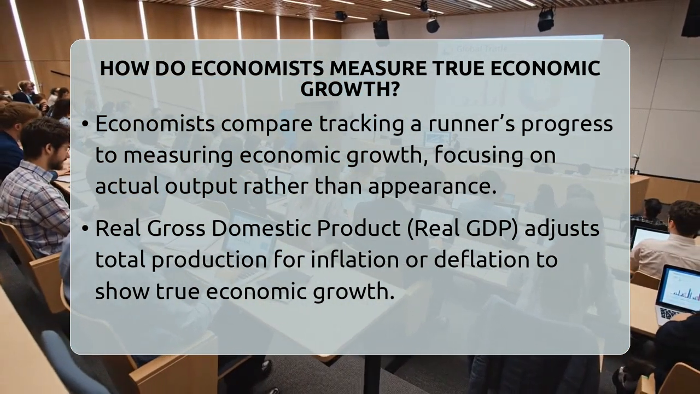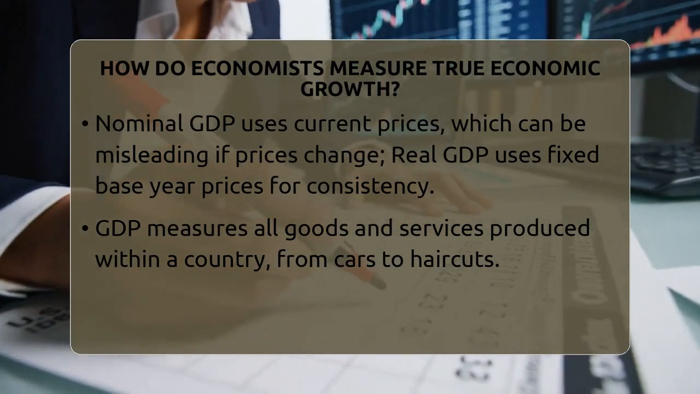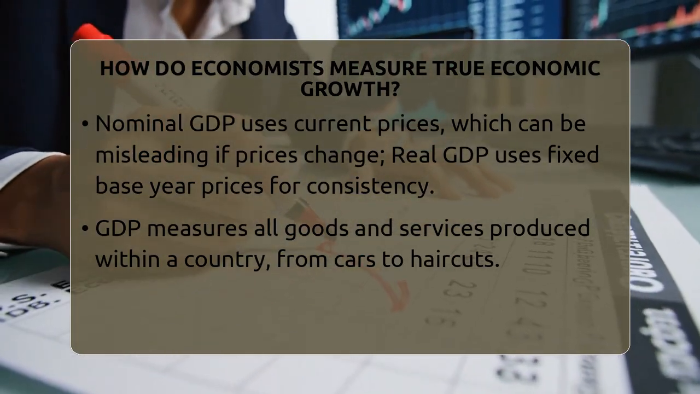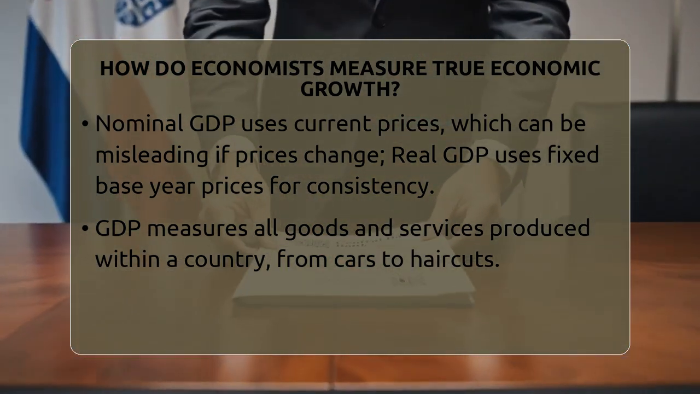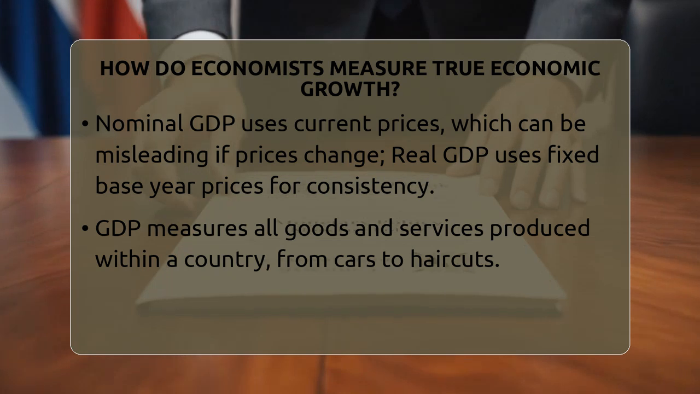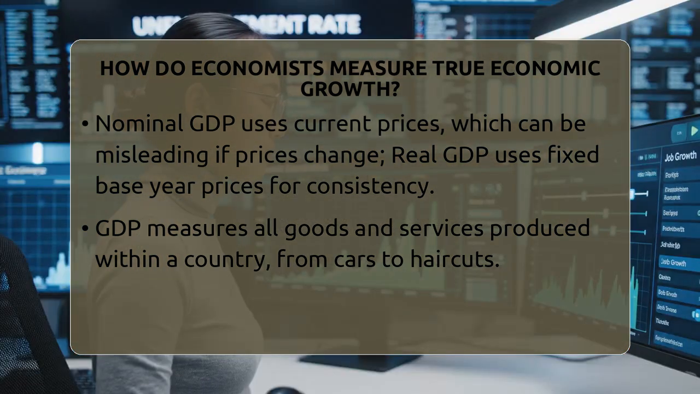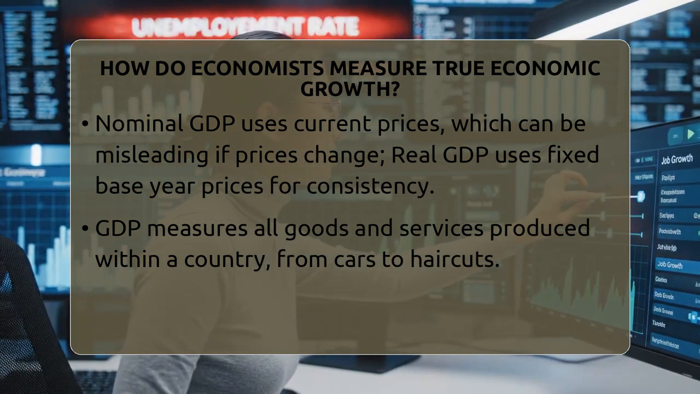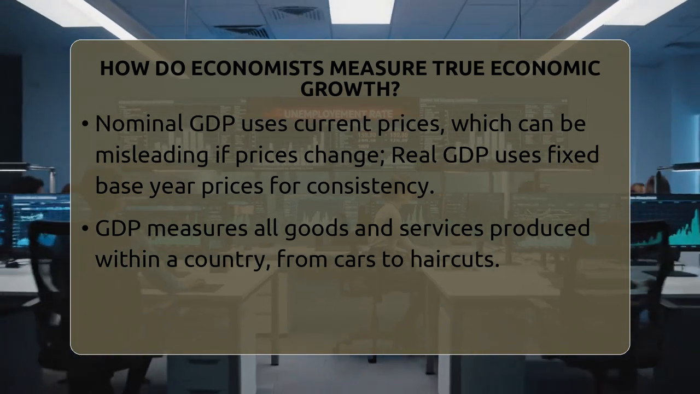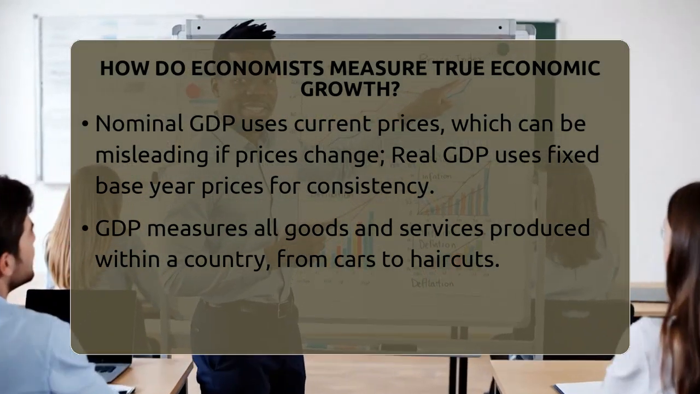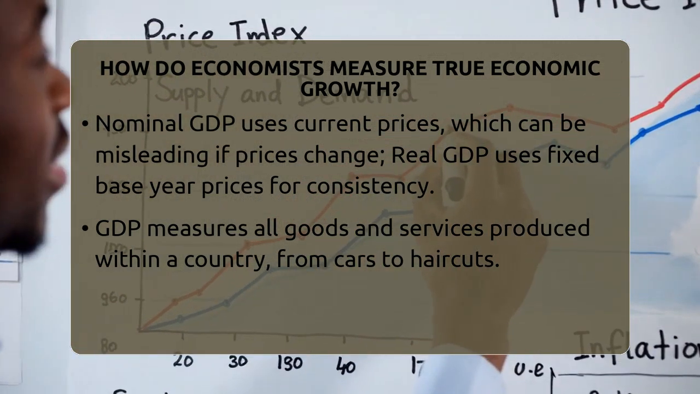It adds up everything made in the country, from cars to haircuts. But if you only look at nominal GDP, which uses current prices, you might think the economy is growing just because prices are higher. That's why economists prefer real GDP, which uses prices from a fixed base year to keep things consistent. For example, if the base year is 2020, all prices are adjusted to that year's prices, so we see real growth in production, not just higher prices.